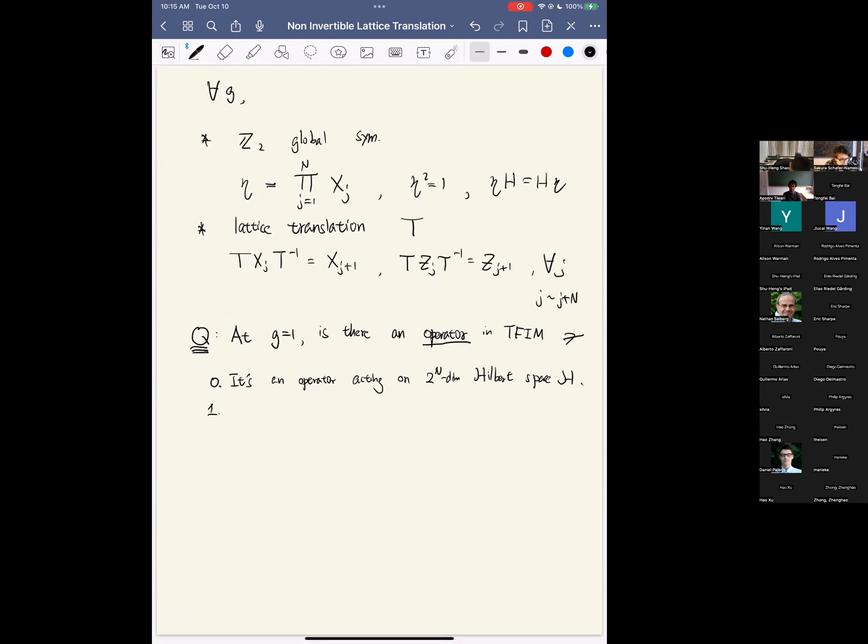The next one is that I want it to be a symmetry. So the minimum requirement for a symmetry is that it commutes with the Hamiltonian.